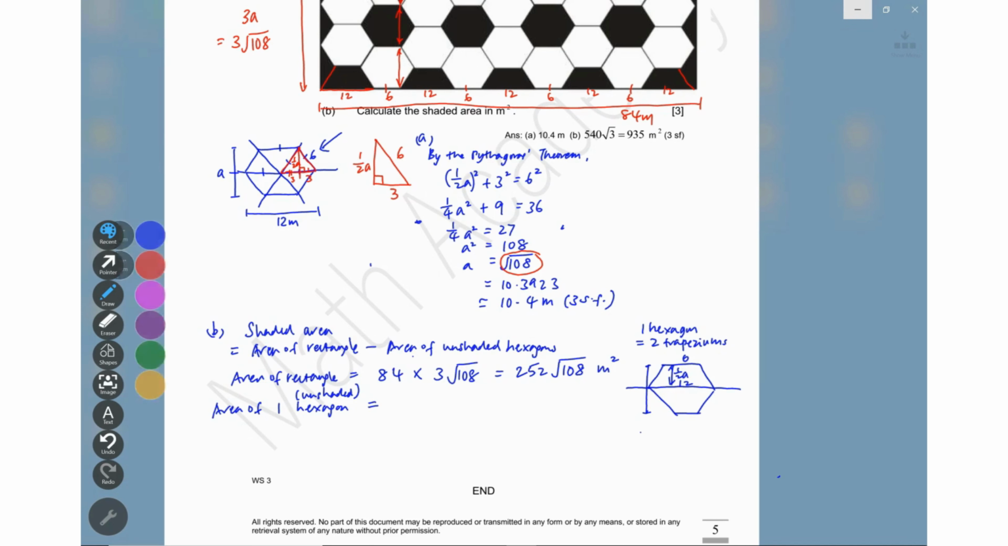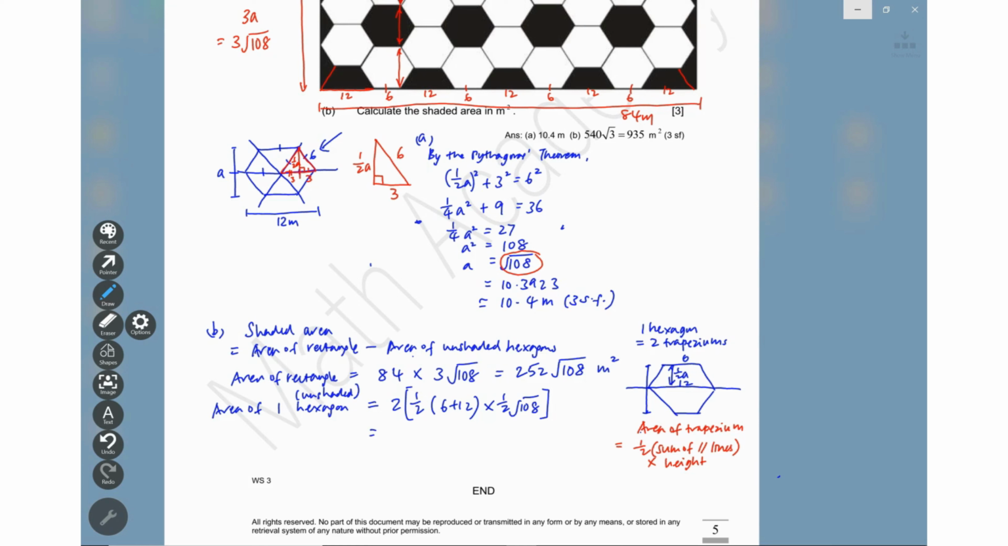So recall what is the area of a trapezium. It is given as half times sum of parallel lines times height. So I'm going to do that. Half times sum of parallel lines, I have 6 plus 12. Height is half A, which is half of root 108. And this whole thing, I'm going to multiply by 2 because there are 2 trapeziums.